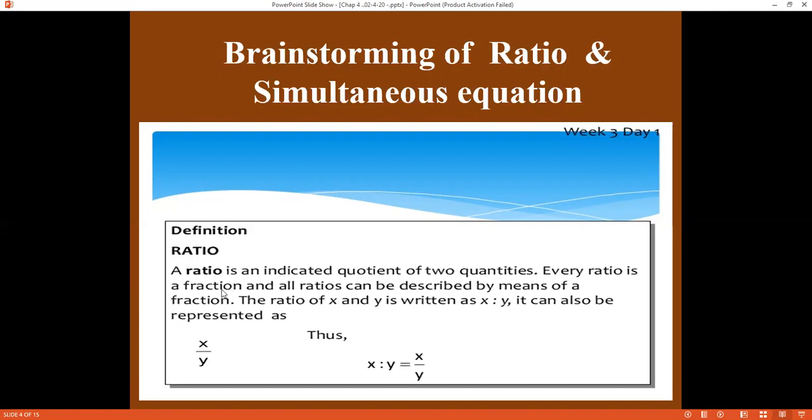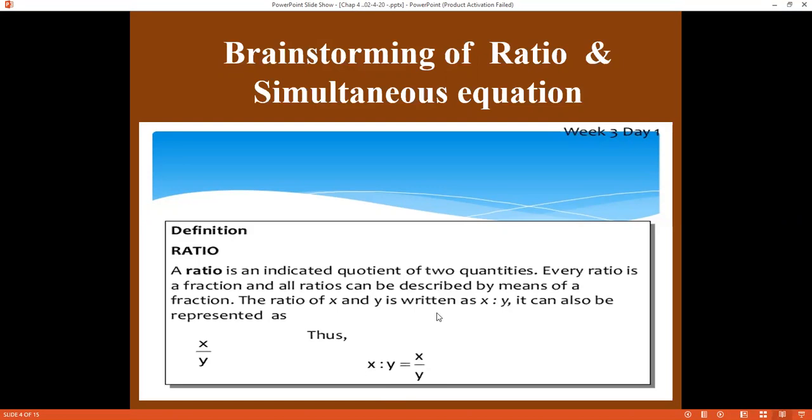Okay. Now look again at the first line. A ratio is an indicated quotient of two quantities. There are two quantities in the ratio and every ratio is a fraction. Most important thing, every ratio is a fraction and all ratios can be described by means of fraction, like in p over q form. We can also write it with the ratio sign, the two dots. You can write it both ways, x ratio y and also in fraction form, x over y.